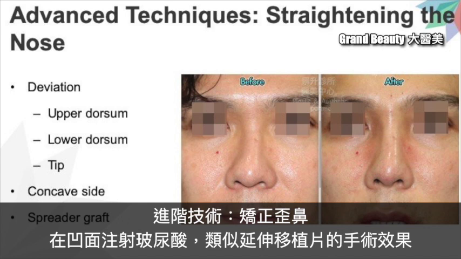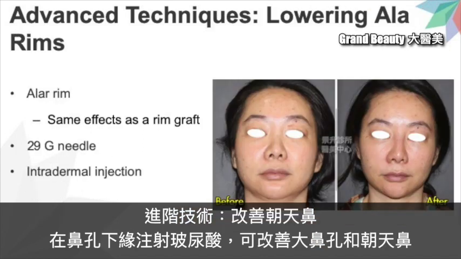Advanced techniques for lowering alar rims. Filler can be placed along the alar rim, achieving some of the same effects as a rim graft. The filler is introduced laterally with a 29-gauge needle. When in the upper plane, the needle moves forward relatively effortlessly. Injecting the filler intradermally here is safer in this area.